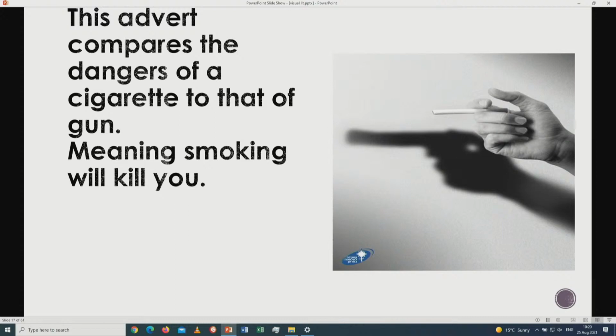Then this advert compares the danger of a cigarette. We look at the advert, at the picture, we see a person holding a cigarette, and then we compare the danger with another picture of a gun, meaning that the cigarette is dangerous like a gun because you are actually killing yourself. Meaning smoking will kill you. That is how it is advertising here. It is a warning.